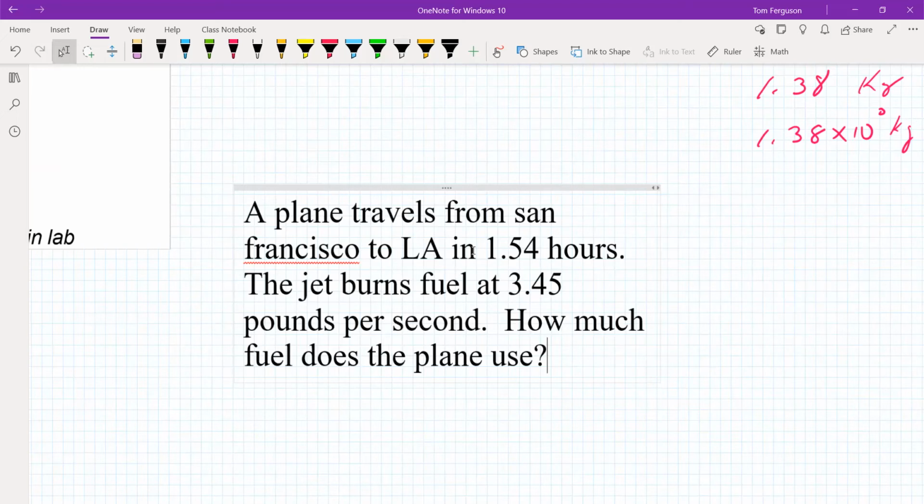Okay, so there are two numbers. Remember, I always said look for the numbers. We've got two numbers here. We've got 154 hours, and then we've got 345, another number, but it says pounds. What does per mean? Divide. Ah, that's a conversion factor then, if it's division. So that means that's a conversion factor.